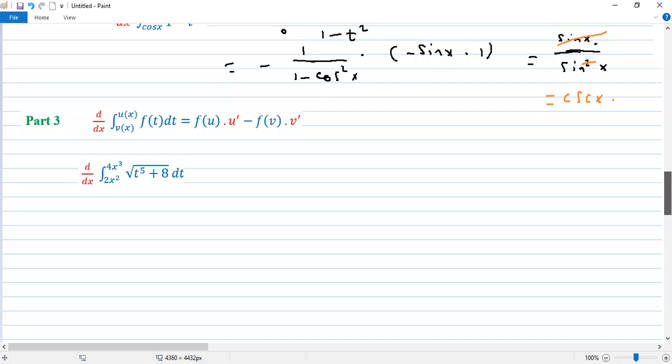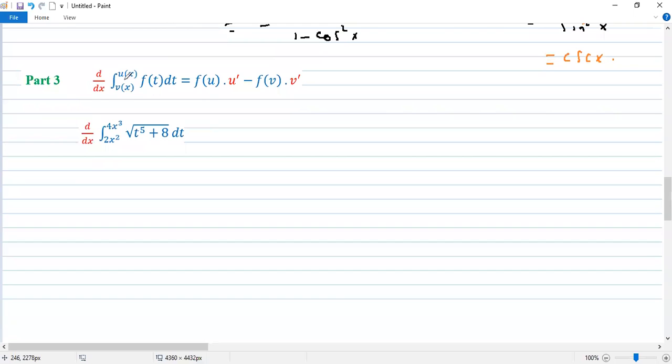Now, part 3, if we have function of x to function of x, now we have the function times the derivative of the first, the upper bound, then minus the function multiplied by the derivative of the lower bound. Here in this one, the answer is equal to, now the square root I have here, the first one, square root of t to the power 5. But what is the u? The u is 4x cubed.